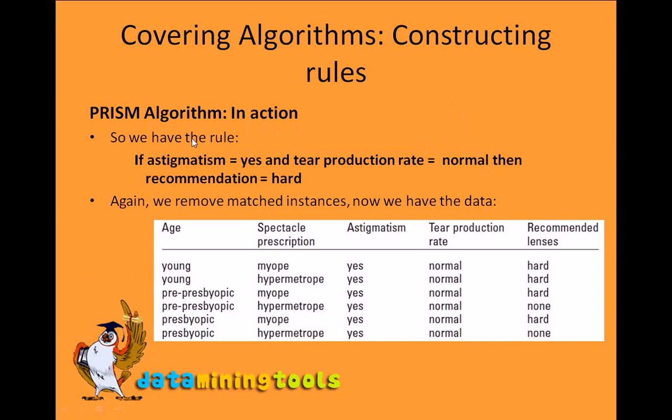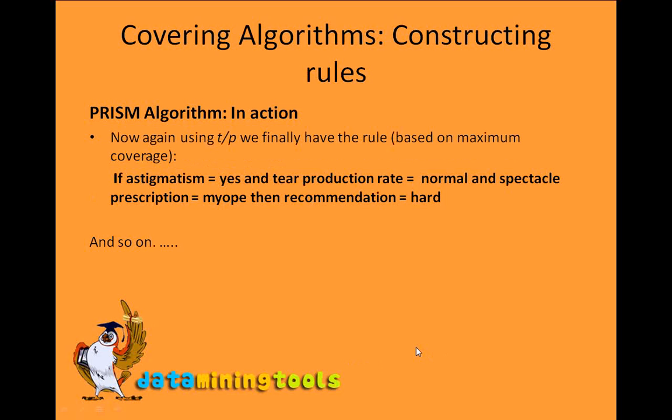So our modified rule is, if astigmatism equal to yes and tear production rate equals to normal, then recommendation equals to hard. We again remove matched instances, and our data has taken the form like this table. As you can see here, all the instances have astigmatism equal to yes and tear production rate equals to normal. We again look at all the options which we have, take the highest t by p ratio, add it to our rule, and do it recursively till we have 100% accuracy.